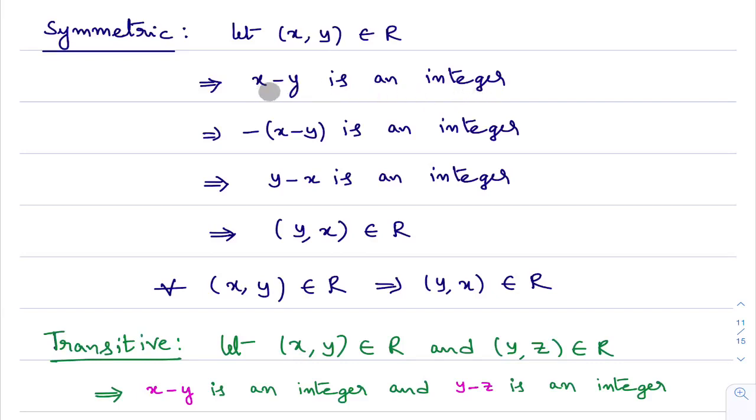See, what do you know about minus of x minus y? Suppose x minus y is 2. 2 is an integer. What about minus 2? Minus 2 is an integer or not? Suppose x minus y is minus 2. Minus 2 is an integer, correct? Yes. Minus of minus 2 is an integer or not? What I am trying to say is, if x minus y is an integer, minus of x minus y is definitely an integer. Multiply with minus, this will become y minus x. Y minus x is an integer.